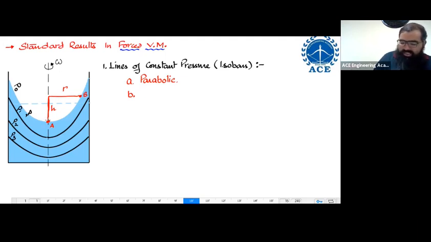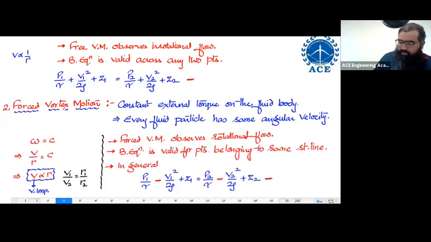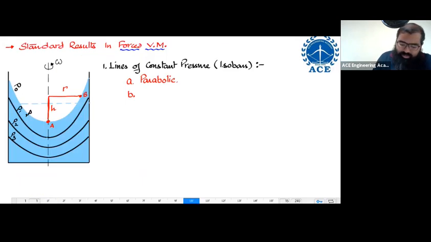To find out the relationship between R and H, I told you the most important slide is this particular slide. In this slide, you put that equation: PA by gamma minus VA square by 2G plus ZA is equal to PB by gamma minus VB square by 2G plus ZB. PA and PB both will get cancelled off because they are on a line of constant pressure. From there you are going to get the result. Directly, you can memorize the result. The result is H is equal to R square omega square divided by 2G.